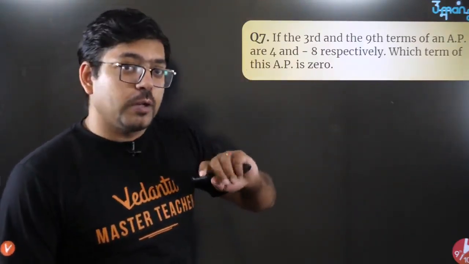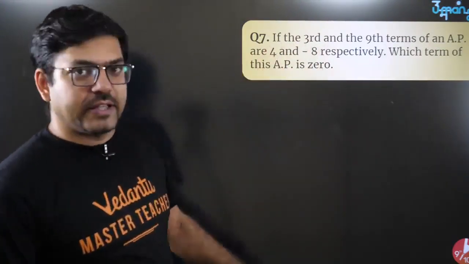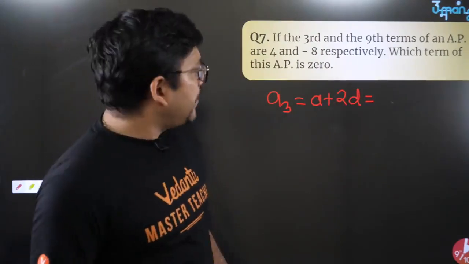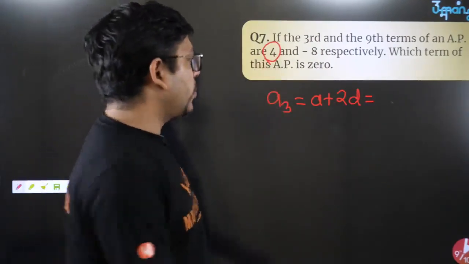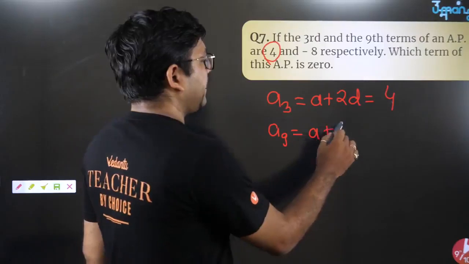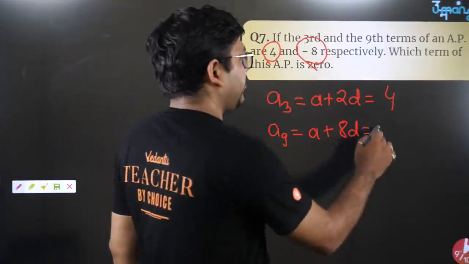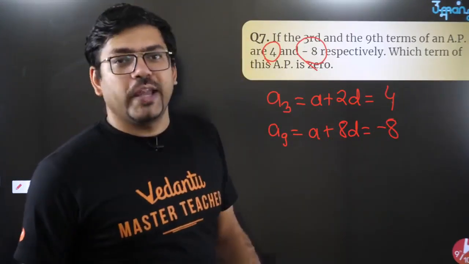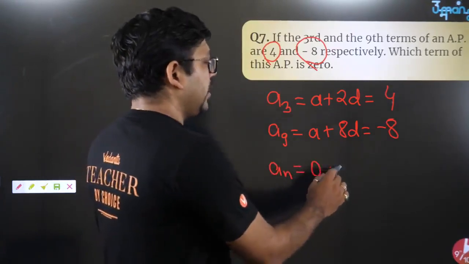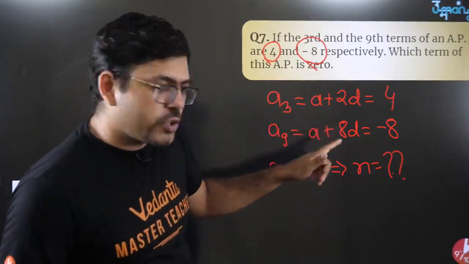Now see, I am not in a mood to solve this question because it's completely the same. The question says the third and ninth terms are 4 and minus 8. So the third term, a3, is a plus 2d, and a plus 2d is 4. Then the ninth term, a9, is a plus 8d, equal to minus 8. Then, which term of the AP is 0? It means you have to find an equal to 0, and then find n. Very easily you can do that, isn't it? Using these two equations, you can find a and d.